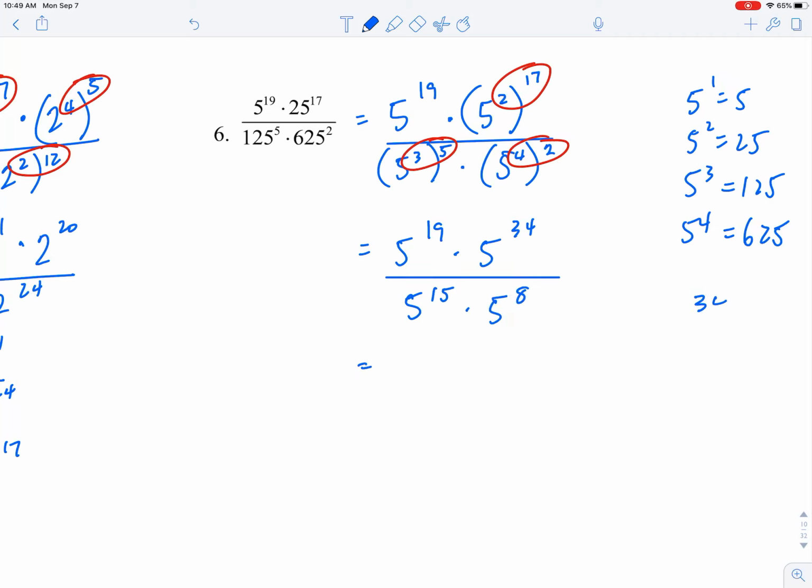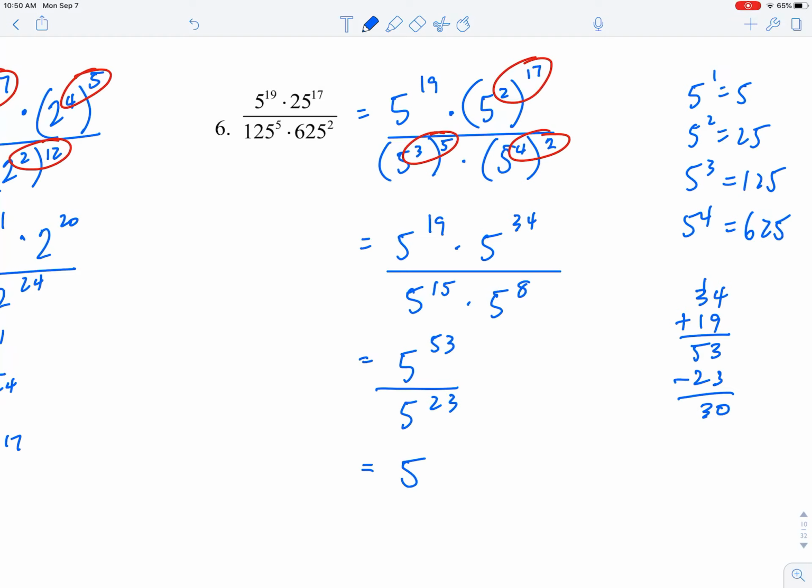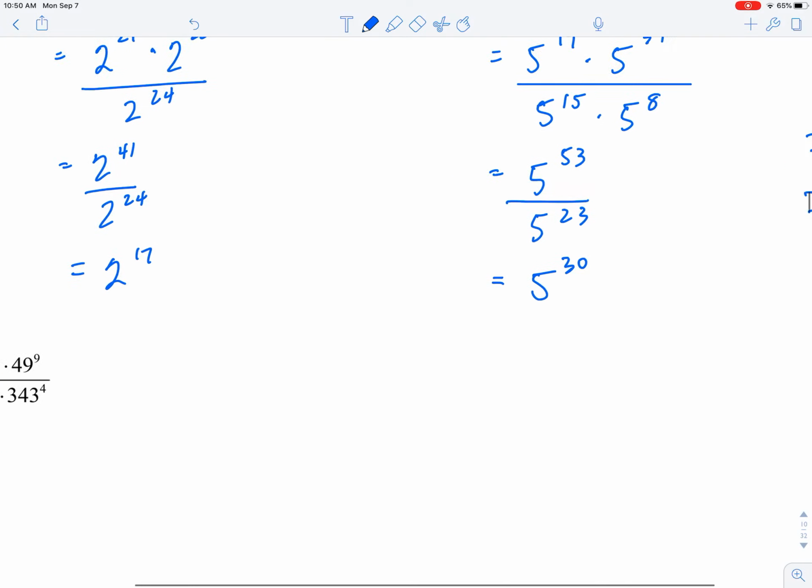So up top, 34 and 19 gives me 53. So 5 to the 53 over 15 plus 8 is 5 to the 23, which works out not so badly. When I subtract 53 minus 23, I get 30, and we're dividing, so we subtract, so the final answer is 5 to the 30.